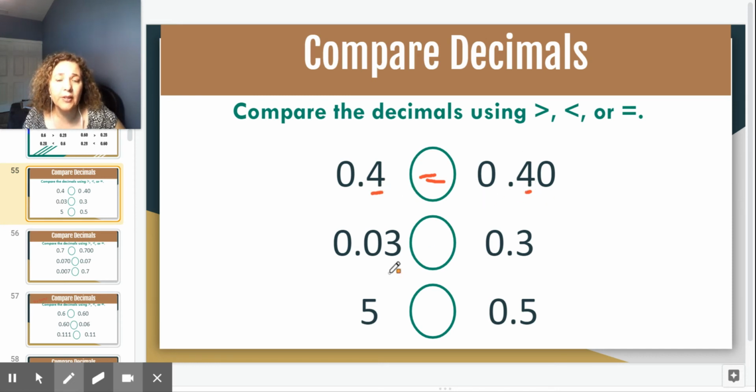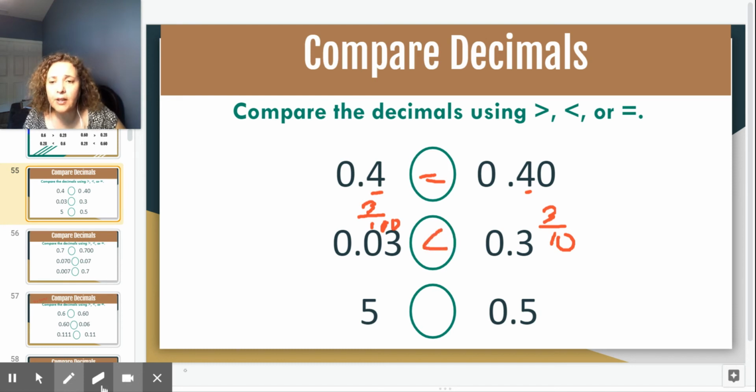So now this one, let's look at this one. This is telling me that I have 3 things out of 100, 3 out of 100. This is telling me I have 3 out of 10. So which one's bigger? Well, obviously 3 out of 10, right? Because I'm split up into less pieces.